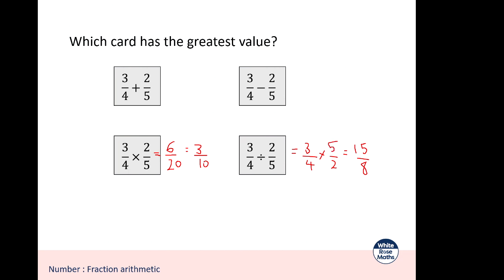When we add fractions, I like to use what I call the butterfly method. So we cross multiply here. 3 times 5 plus 4 times 2, and then divided by the denominators multiplied together. So 5 times 3 makes 15. 4 times 2 makes 8. So we get 15 plus 8, divided by the product of the denominators, so 4 times 5 makes 20. My final answer becomes 23/20.